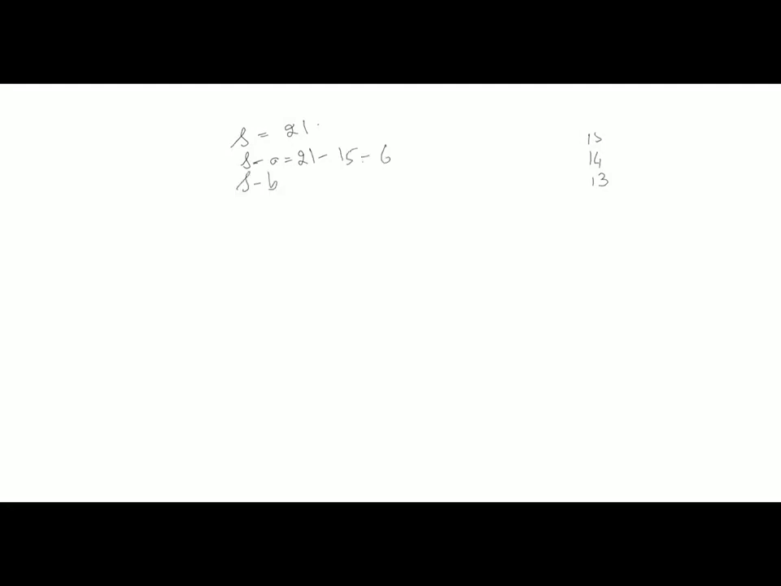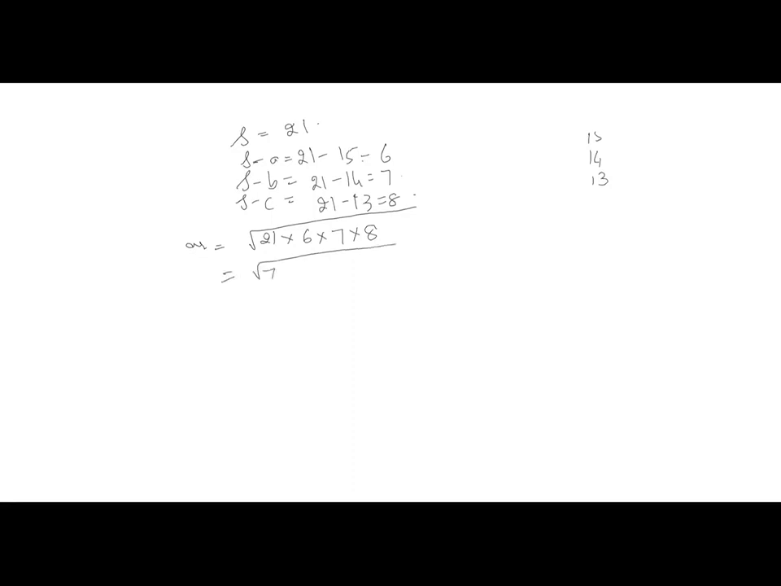S minus B is 7. S minus C is 8. So area equals the square root of 21 multiplied by 6 multiplied by 7 multiplied by 8. Am I correct? Yes, ma'am. So 21 I can write as 7 into 3, 6 I can write as 3 into 2, and 8 I can write as 2 into 2 into 2. Is it okay? Yes, ma'am.